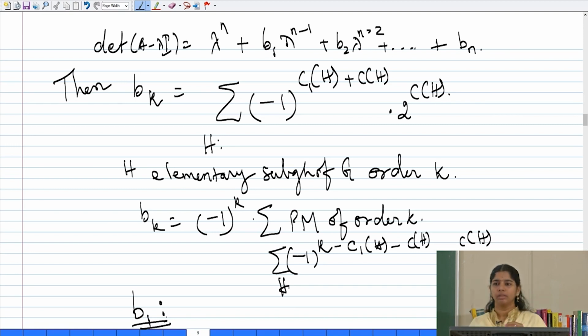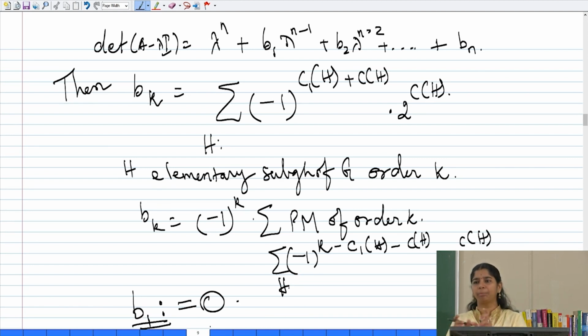So what will be b1? b1 means elementary subgraphs of order 1, right? We are trying to look at all possible elementary subgraphs of order 1. Do we have an elementary subgraph with one vertex? No, we need at least 2, because we need an edge, right? At least an edge should be present there. So we can immediately see that your b1 is going to be equal to 0. Suppose I extend this argument: b1 is zero because a single vertex I can get rid of. What about b3? Only triangles are possible, right?